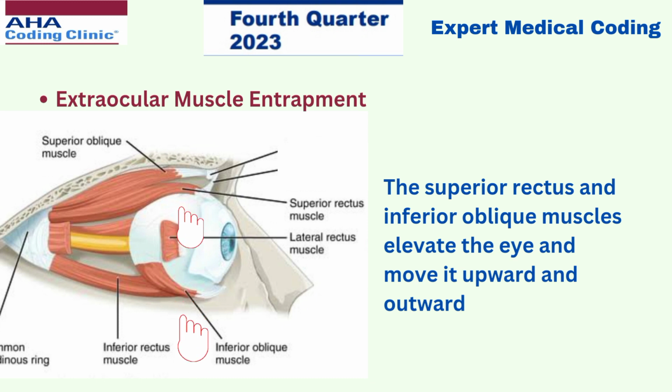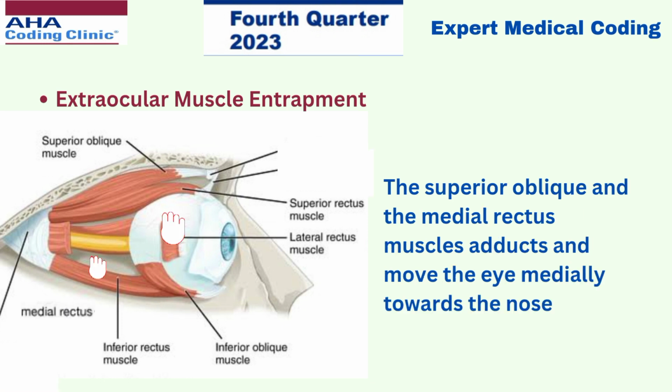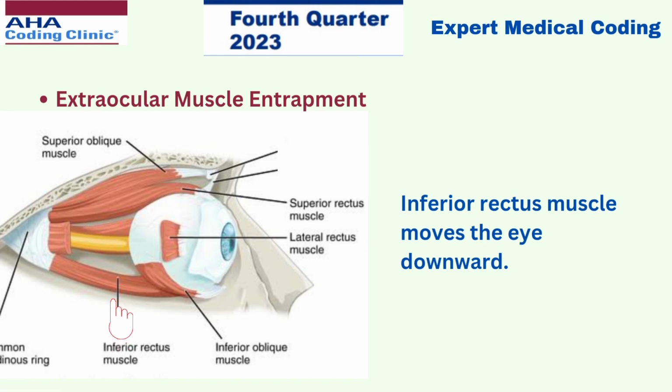The superior rectus and inferior oblique muscles elevate the eye and move it upward and outward. The lateral rectus muscle abducts, moving the eye laterally away from the nose. The superior oblique and the medial rectus muscles adduct and move the eye medially towards the nose. The inferior rectus muscle moves the eye downward.